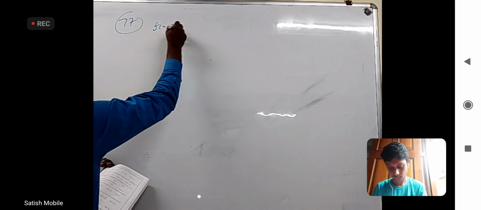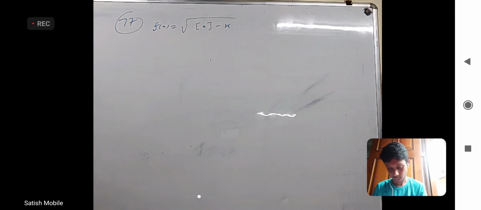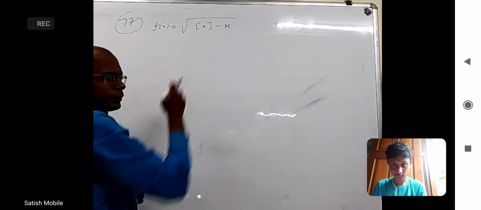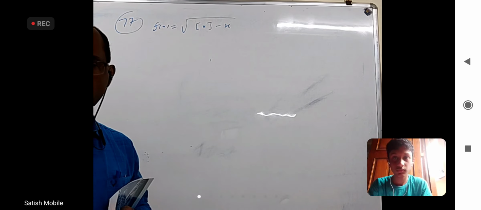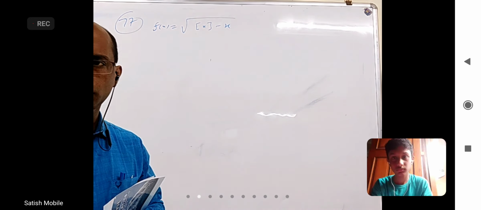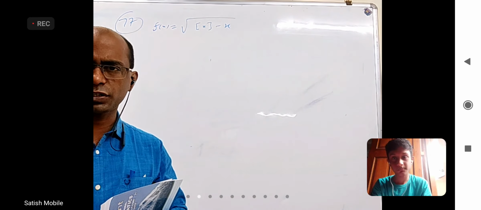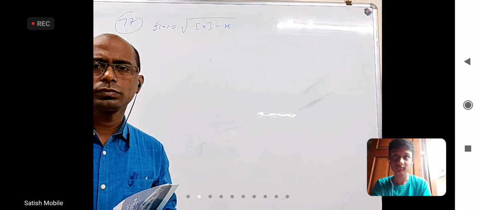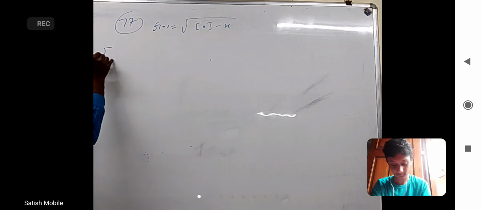F of x is square root of integer part of x minus x. Does anybody knows this symbol? No, right? Integer part of x. Okay. Anybody learnt about this? Did Siddhar Kumar sir taught in functions chapter that it is greatest integer function, anything like that? Yes or no? Maybe no. Okay, fine. This is a symbol we write like this.